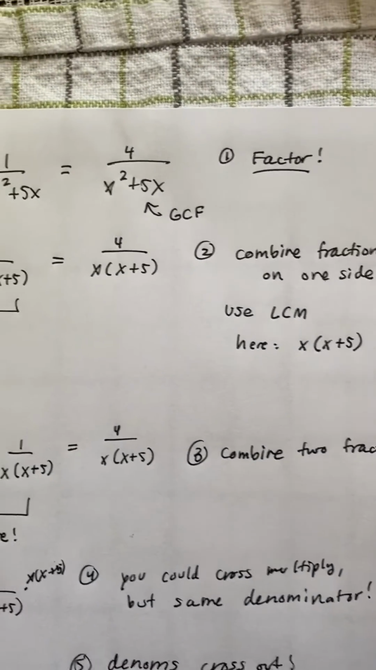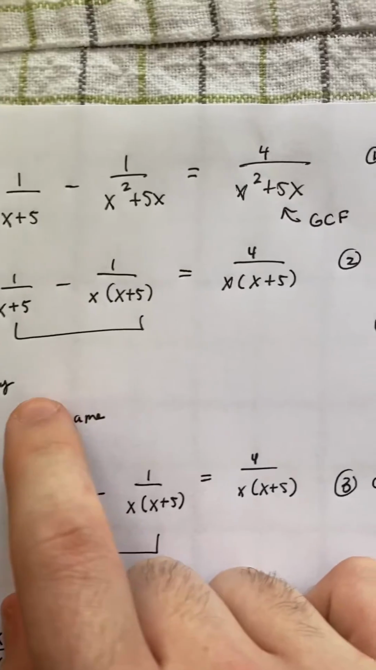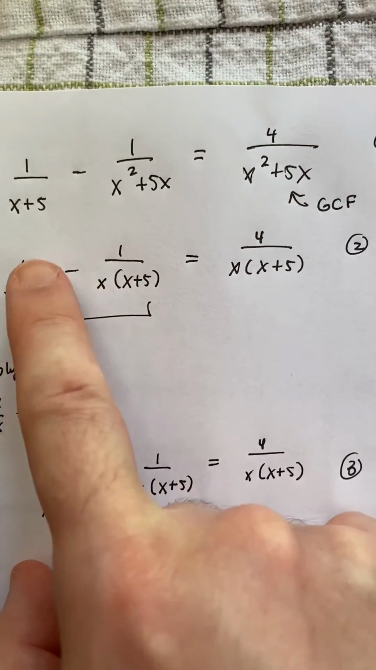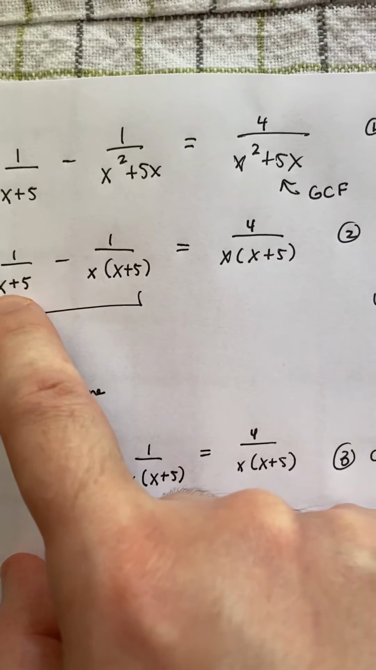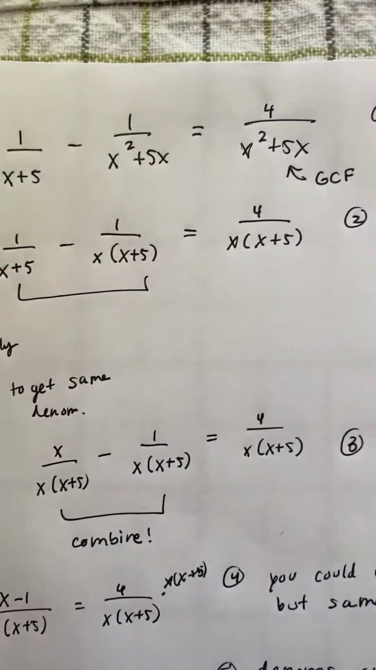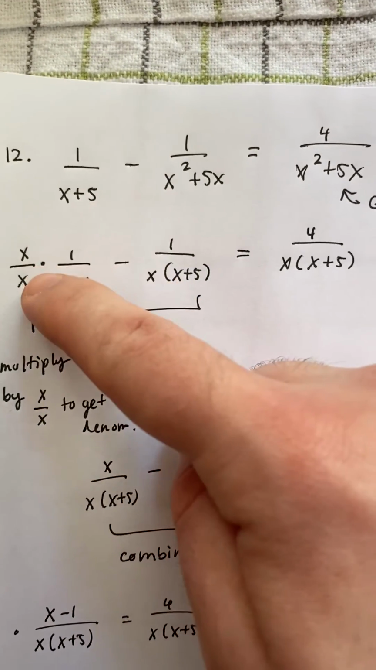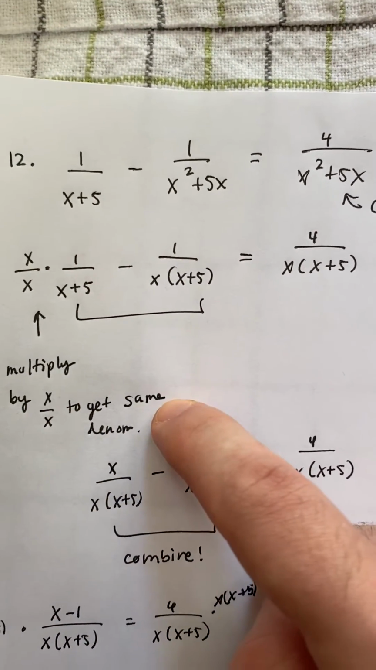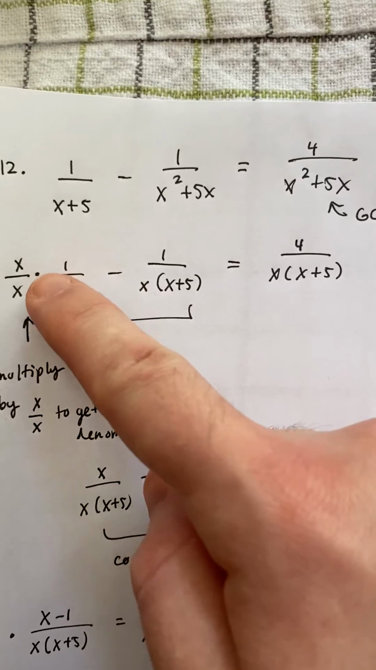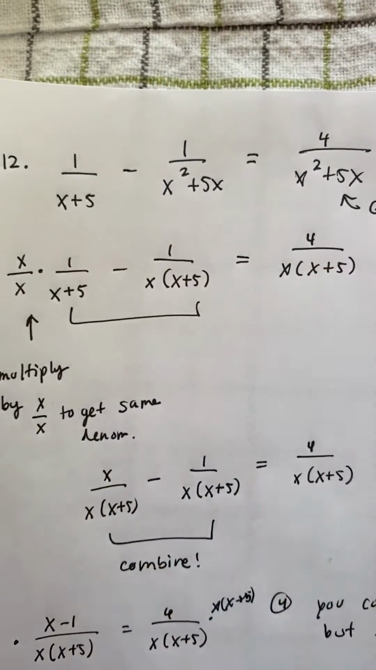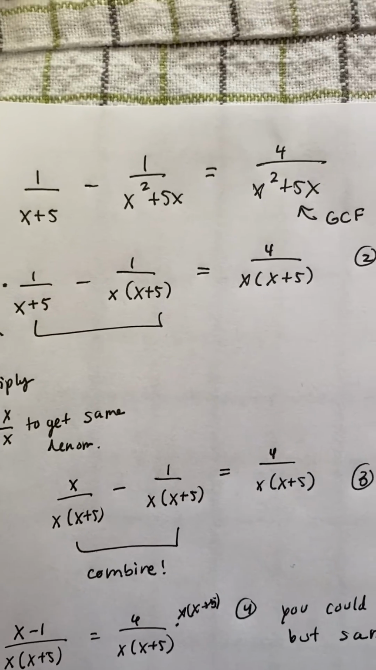So I noticed they have an x plus 5 in common already. And then if I add an x to this denominator, then the denominators will be the same. That's great. So I'm going to multiply by x over x to get the same denominator. Because I can do that in math. I can multiply something over something, because that's just 1. We can always do that.